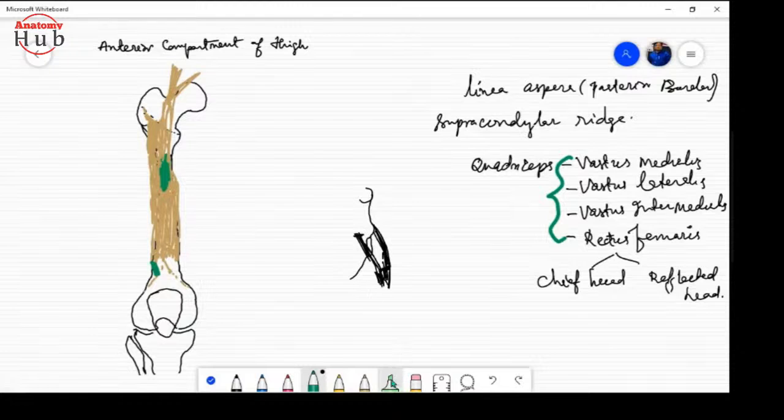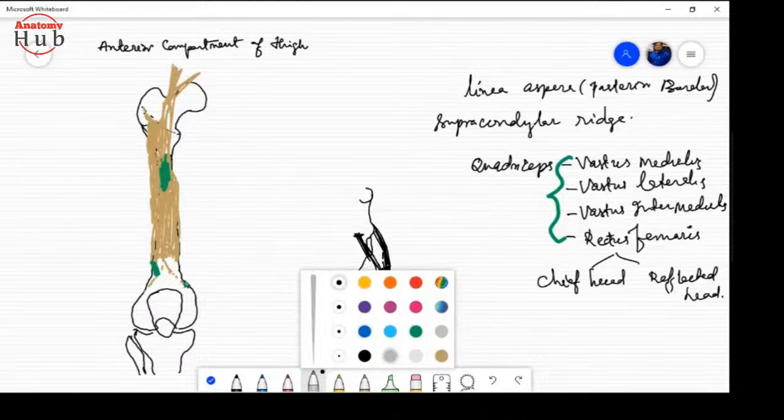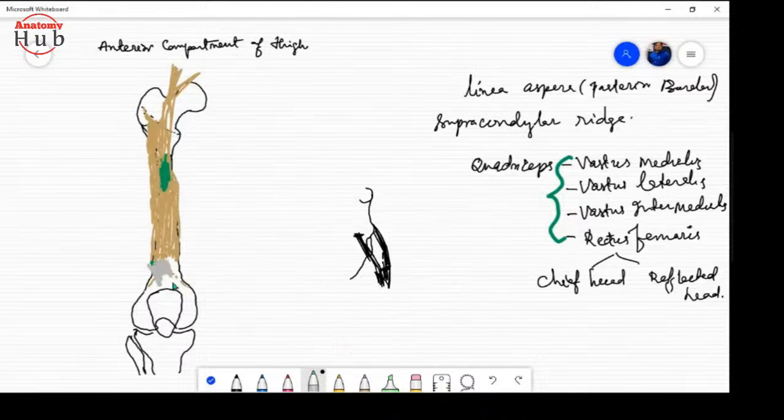This tendon I will draw in another color. So it makes the tendon over here. This is the tendon of your vasti muscles, since the plural is vasti, along with the rectus femoris muscle. This muscle tendon will be attached to the base of the patella. So this is the quadriceps tendon. This tendon is known as your quadriceps tendon.